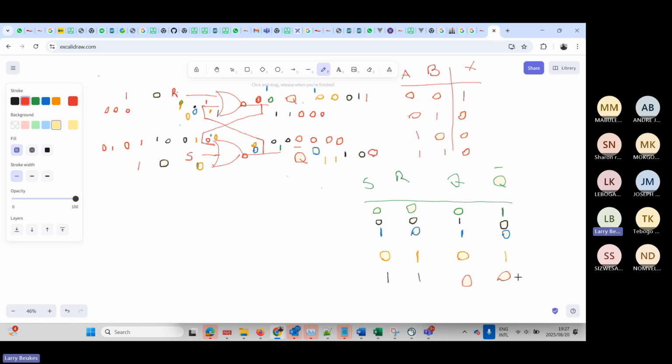So the whole reason here is that we call this invalid. Where Q is 1, we normally call it a set, right? Where Q is 1, so Q was 1 here, so we'll call this a set. Then we call this a reset.